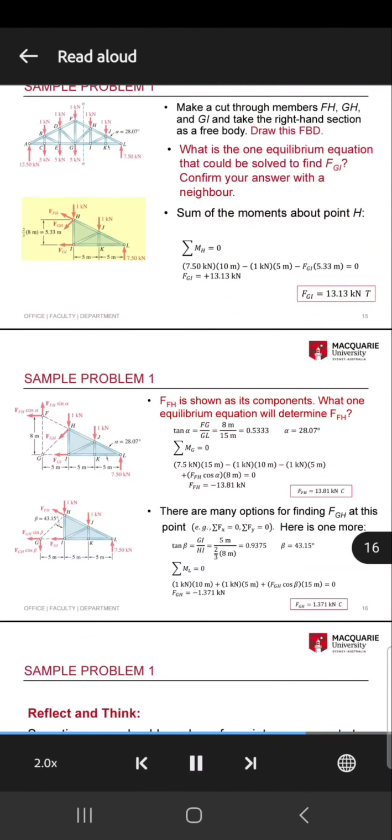Free body diagram of the truss. Free body diagram using section N. The member forces FFH, FGH, and FGI are exposed. What is the one equilibrium equation that can be solved to find FGI? Confirm your answer with a neighbor. Sum of the moments about point H.